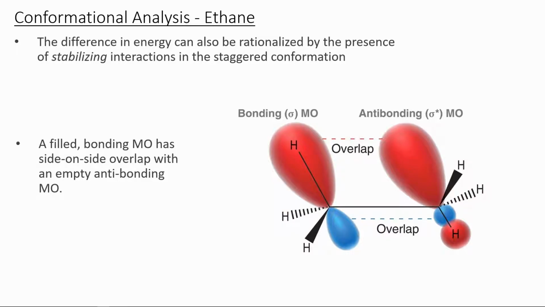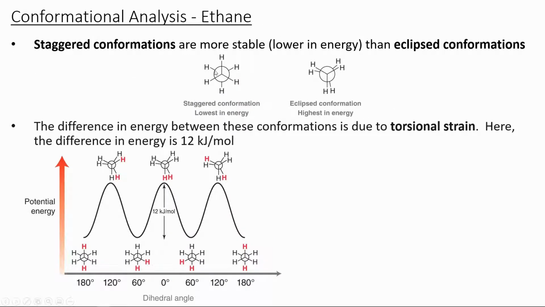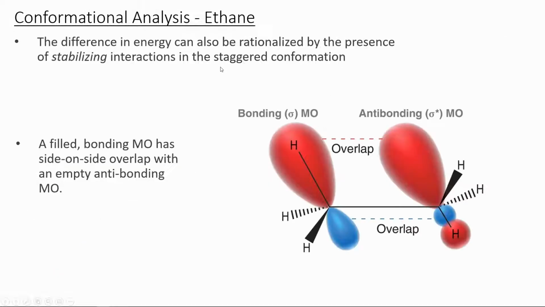There's another way that we can explain this energy difference between the two conformations. Here's ethane again, but we've drawn out some of the orbitals. We have the bonding molecular orbital of the sigma bond between the carbon and hydrogen. And in the staggered conformation, remember, we have one hydrogen 180 degrees from the other carbon's hydrogen. So we're going to have an overlap with the antibonding orbital of the other sigma bond.